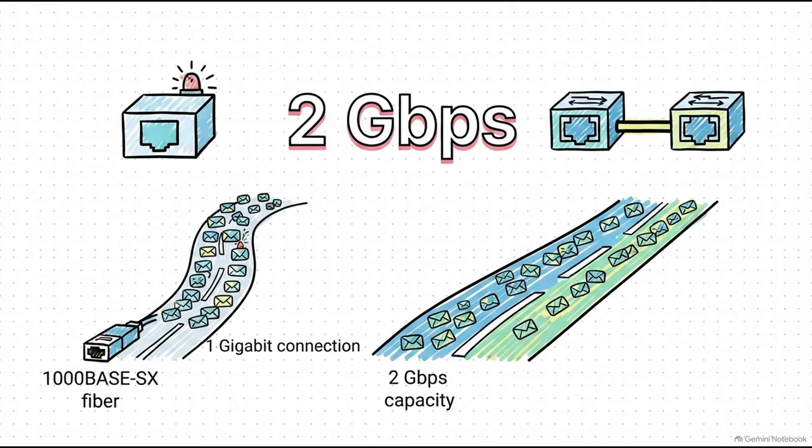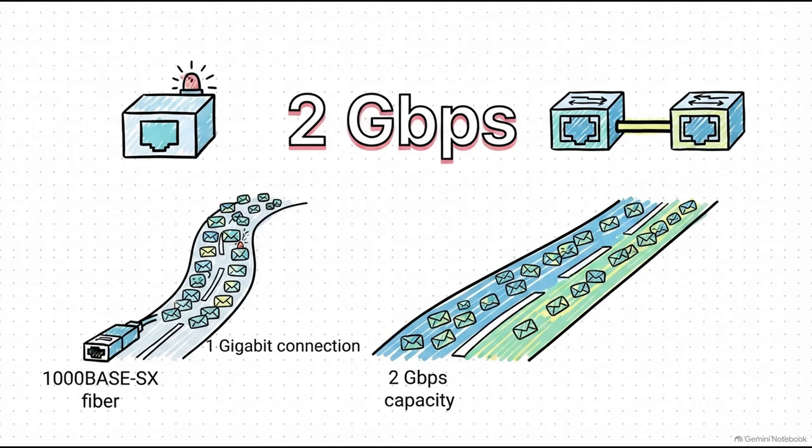Your network demands are absolutely exploding, and suddenly you need 1.7 gigabits per second of bandwidth between two switches, but you only have a 1 gigabit connection using a 1000BASE-SX fiber link. The obvious answer is just upgrade to a 10 gigabit port, right? Sure, but that is terribly expensive.